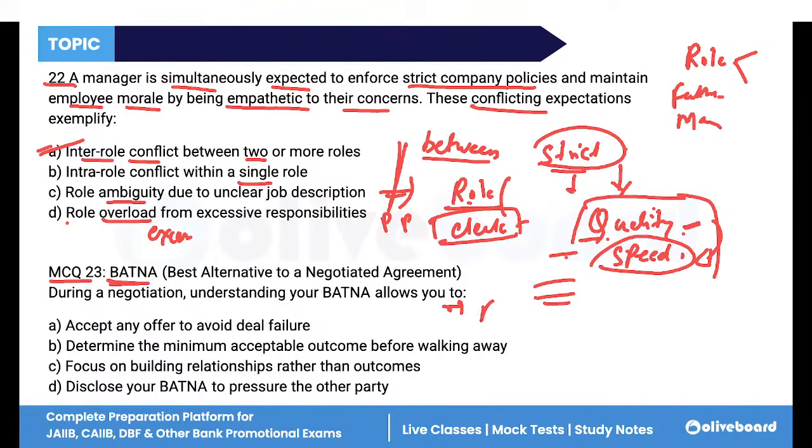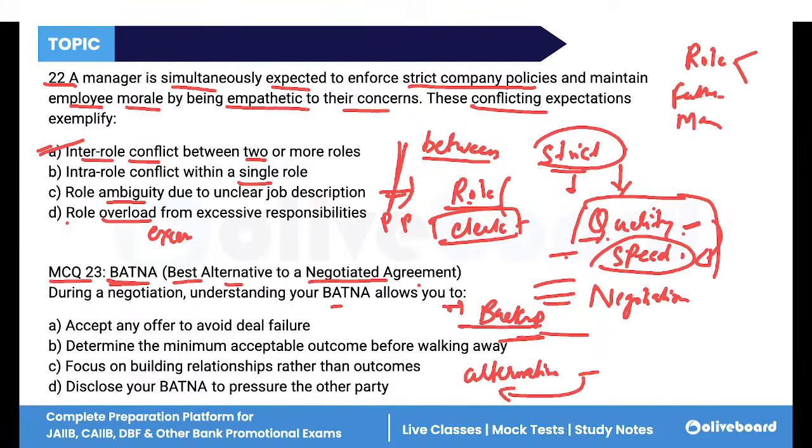Now, what is BATNA? BATNA is the backup plan. If you are not able to negotiate properly in a conflict, then you can use your backup plan, and that backup plan is known as BATNA, the best alternative to a negotiated agreement. It means you know what your backup plan is. You have your alternative plan in your mind, so if your first plan does not work, then you can switch to your alternative plan. It helps in determining the minimum acceptable outcome before walking away. So you should know your BATNA before walking away. That is option B.